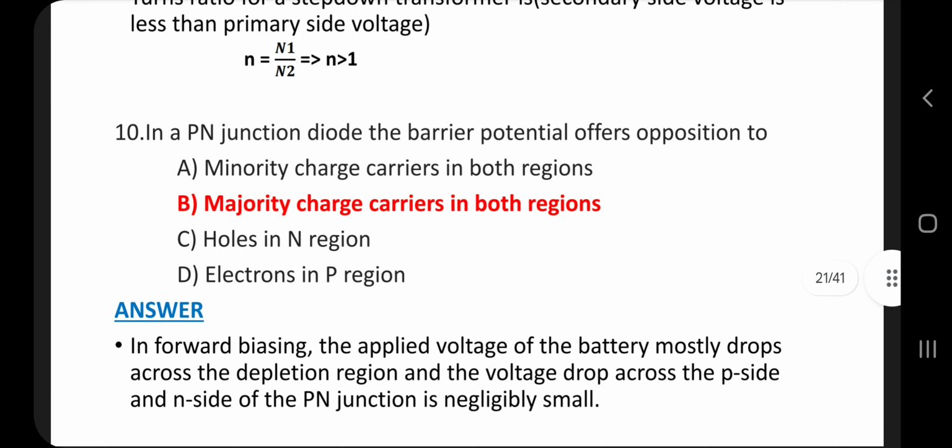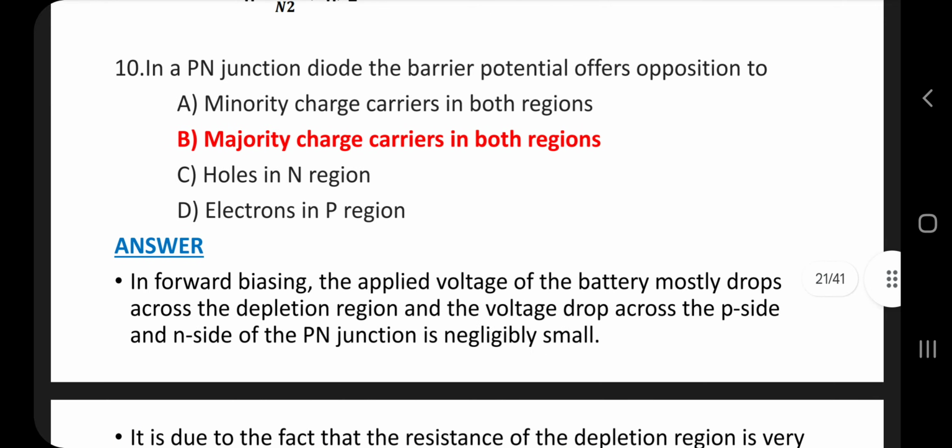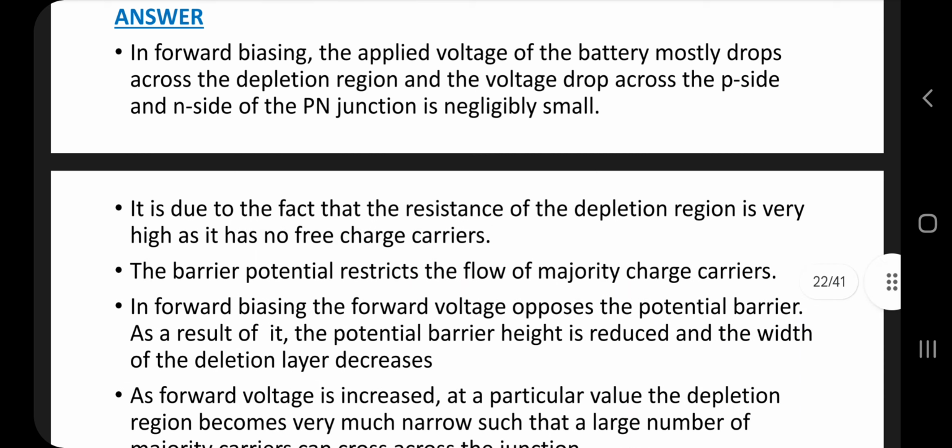Question number 10. In a PN junction diode, the barrier potential offers opposition to. Answer is option B, majority charge carriers in both regions. In forward biasing, the applied voltage of the battery mostly drops across the depletion region, and the voltage drop across the P side and N side of the PN junction is negligibly small. It is due to the fact that the resistance of the depletion region is very high as it has no free charge carriers. The barrier potential restricts the flow of majority charge carriers.